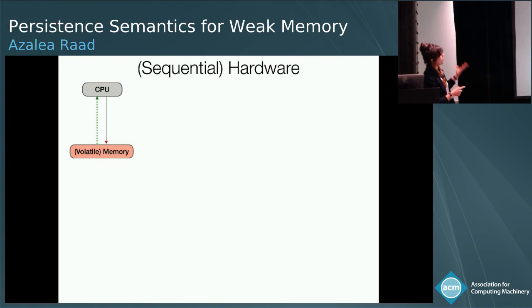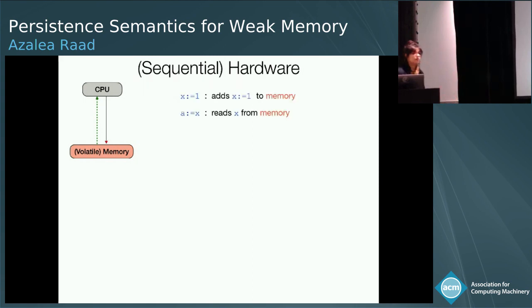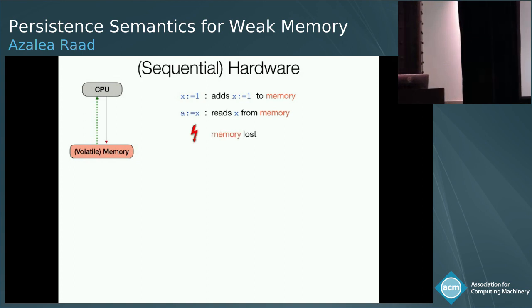So traditionally, I have my CPU interacting with the volatile memory. If I write to memory. If I read from memory. And if there is a crash, I lose everything.